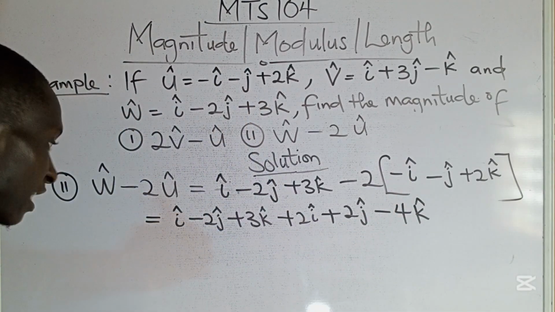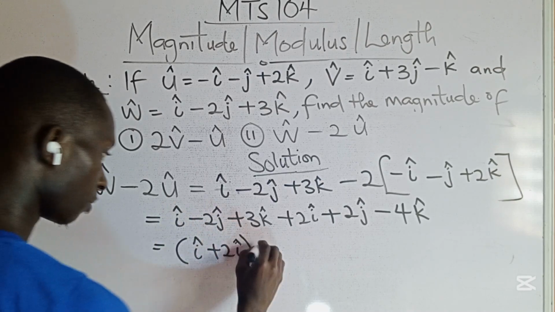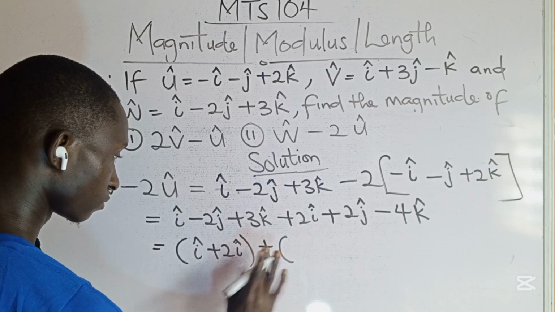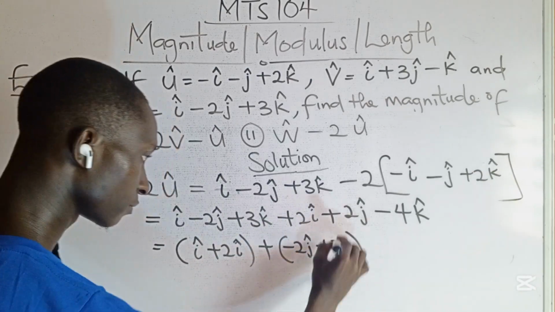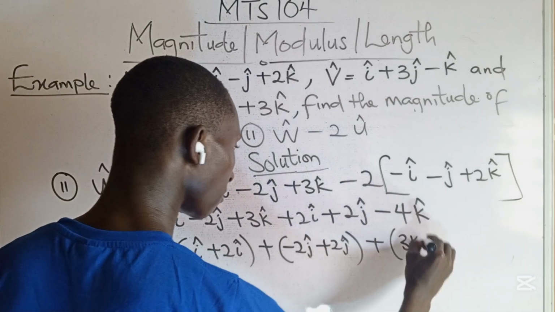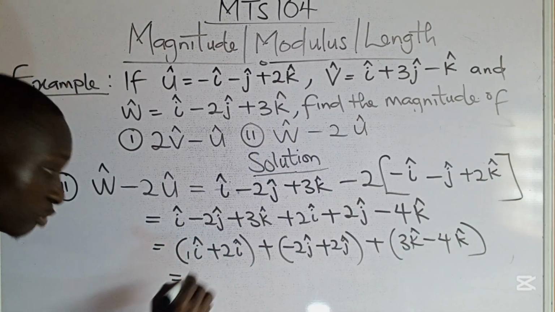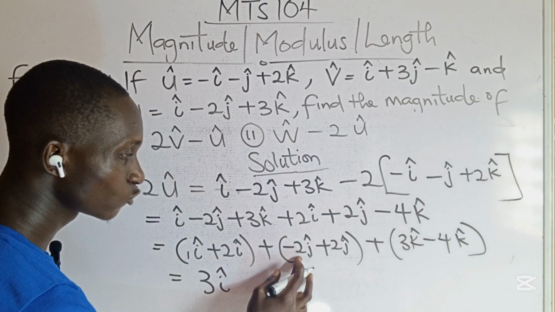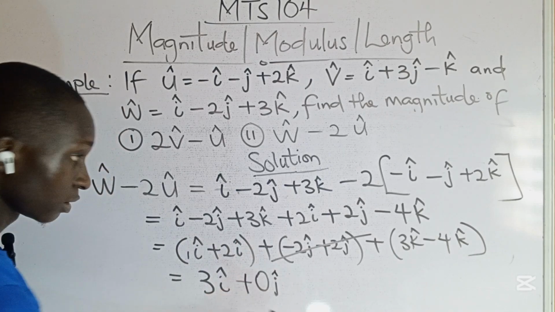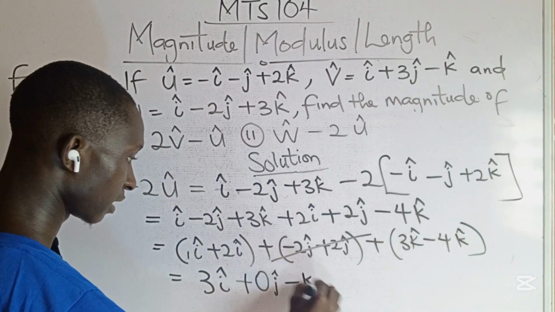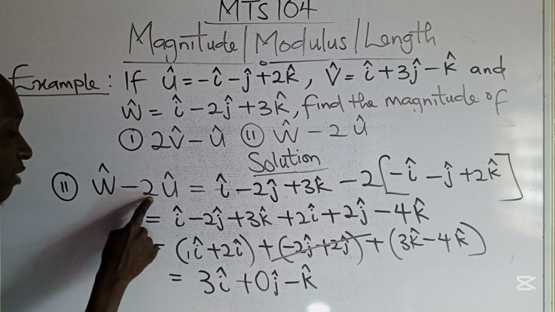And the next thing is collect what? Like components. So this is i and this is i. That is i plus 2i, right? Plus, what do we have? We have minus 2j plus 2j. So this is k plus 3k minus 4k. Okay, so this is 1, 1 plus 2 becomes 3i. Now, minus 2 plus 2, that's all. You don't have any j, that becomes plus 0j rather. Then 3 minus 4, that becomes minus k. So this becomes the resulting answer when minus 2u is being subtracted from w.